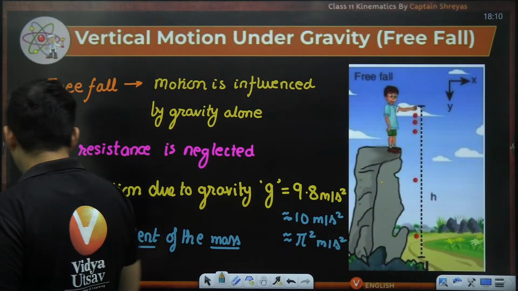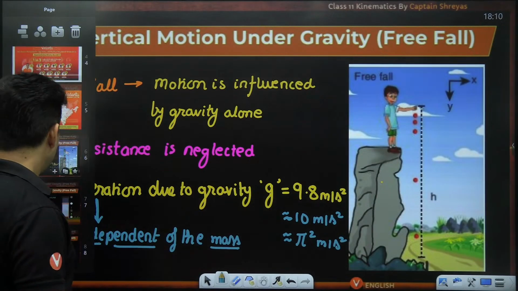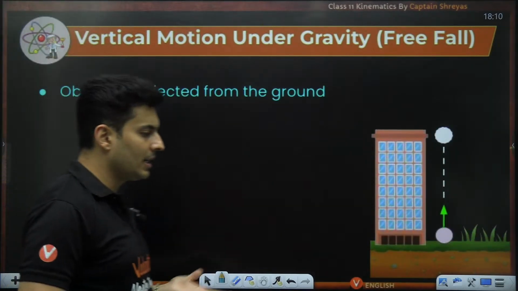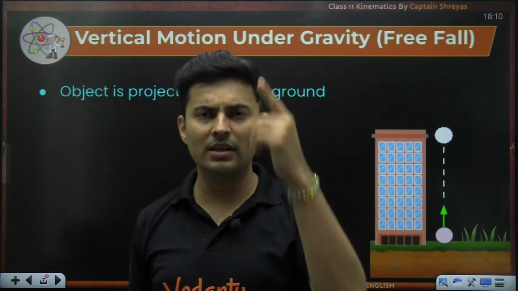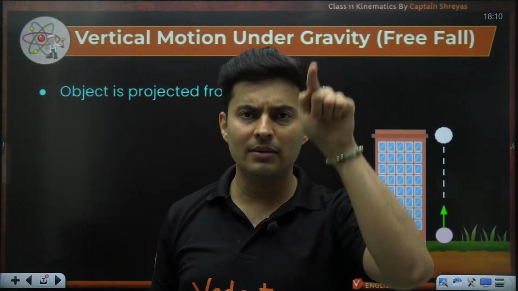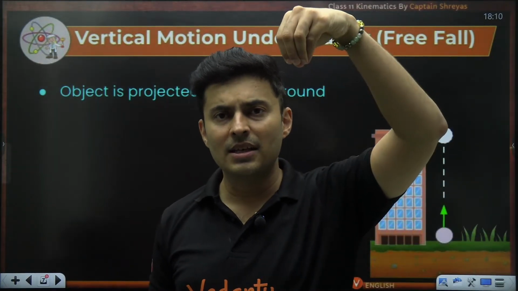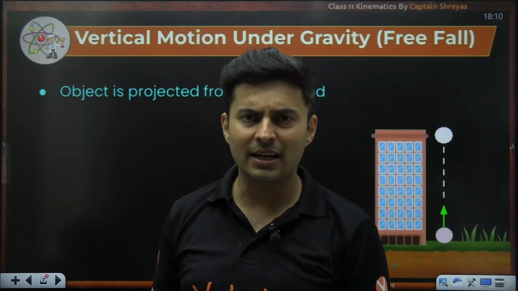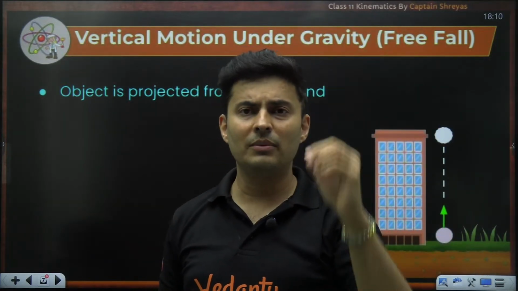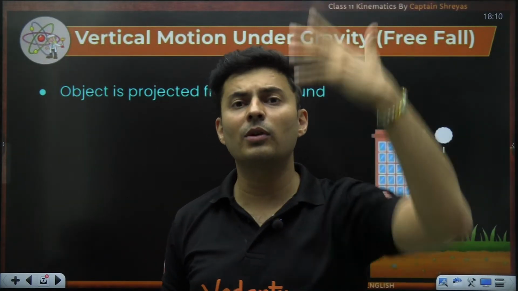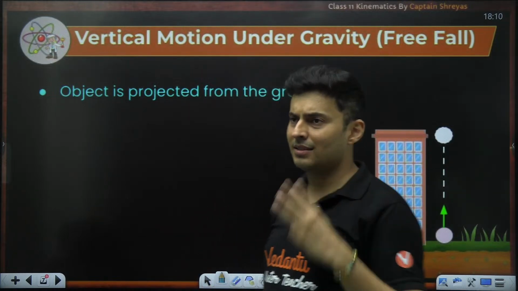Great. Now, having said this, let us take certain scenarios. There are three major scenarios in motion under gravity, 1D motion. First is when you drop it from the top, second is when you throw it from below, and the third one is you throw it with some speed from the top. So we'll see all these three scenarios.